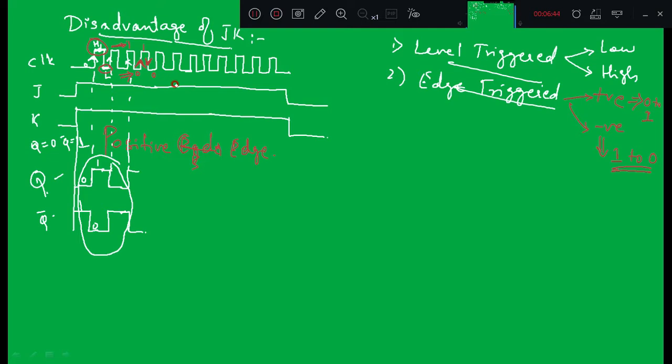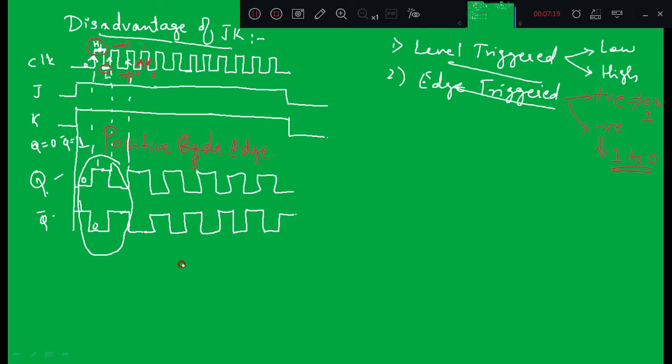it doesn't happen in case of a clock frequency which is very low, right? If it has low clock frequency, then we don't have the problem of toggling, right? It arises only when the clock frequency is very high, and in such a case we do not find a stable state of that particular JK flip flop, right? So continuously Q and Q bar is going to vary like this, right? So we do not find any stable state. This is the disadvantage of the JK flip flop, right?